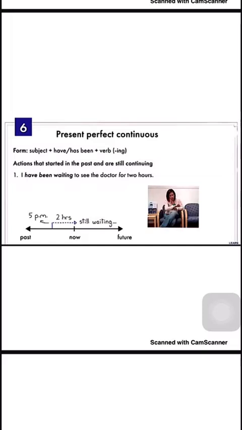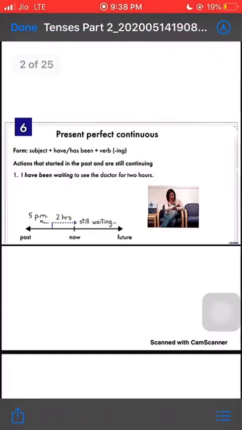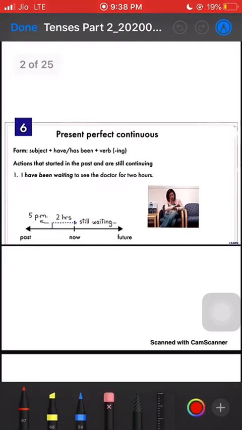So, for example, I have been waiting to see the doctor for 2 hours. You can imagine the lady saying that. So it means that she came to the clinic maybe at 5 o'clock. And now it's 7 o'clock. She started waiting at 5, 2 hours have now passed and she is still waiting. So you can see here in the timeline I have shown you that she came at 5 p.m. and now, imagine that it's 7. Now 2 hours have passed and she is still waiting, right?